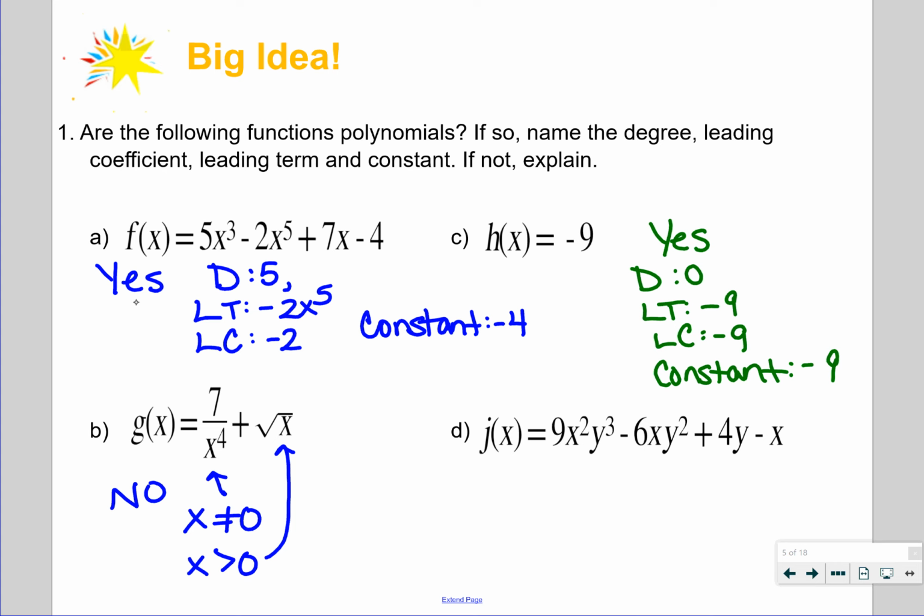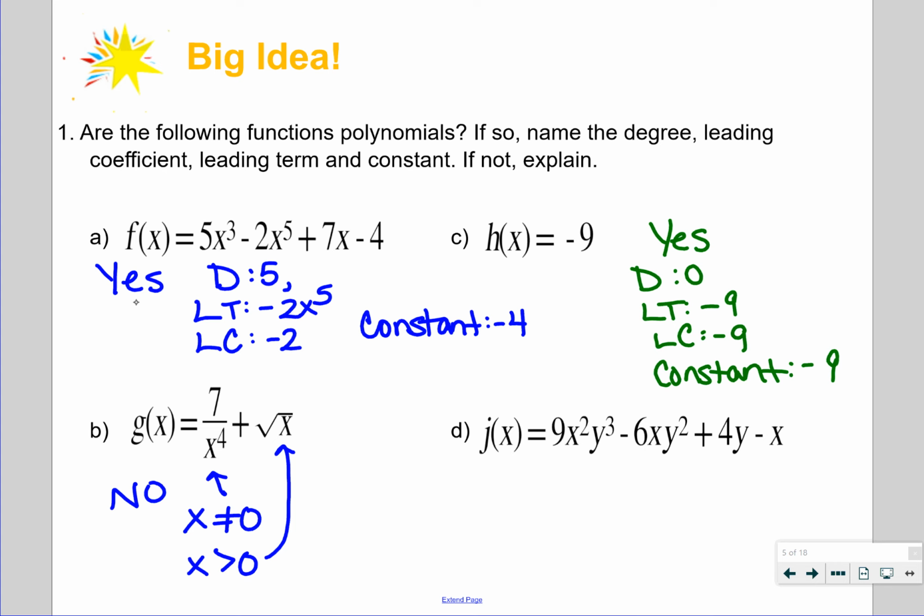C is a yes. That's the constant function. Y equals negative 9. So that's degree 0. You can attach x to the 0 to the end of that if you want to see it. And then all of the other answers are just negative 9. The leading term is negative 9. The leading coefficient is negative 9. The constant is negative 9. Everything is negative 9, or whatever that C value happens to be. All right. Any questions on those three?